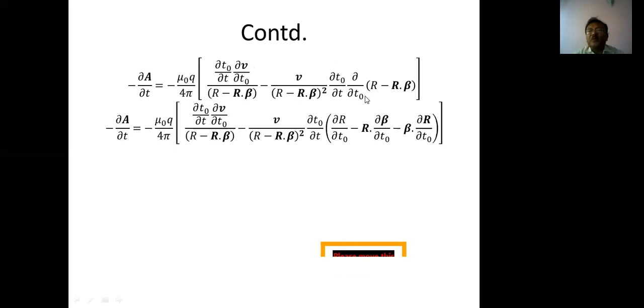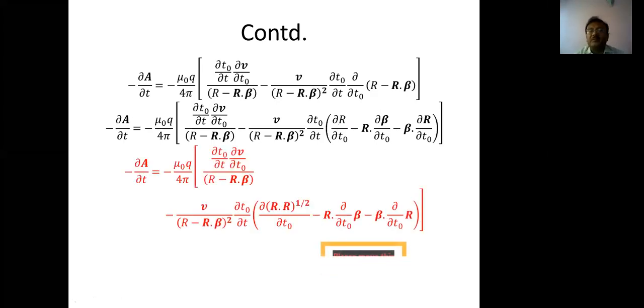as we have already done, this is ∂r/∂t₀ minus, and when you operate this (r - r·β) with respect to t₀, that will give you two terms. The minus sign is there: r times ∂β/∂t₀ minus β times ∂r/∂t₀. Okay, so again, you know how to evaluate ∂r/∂t₀. ∂r/∂t₀ can be evaluated as ∂/∂t₀ of (r·r)^(1/2), and again we go through differentiation as we have already done many times.